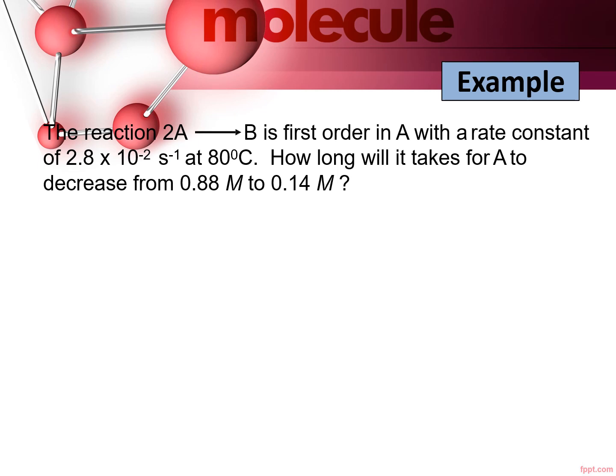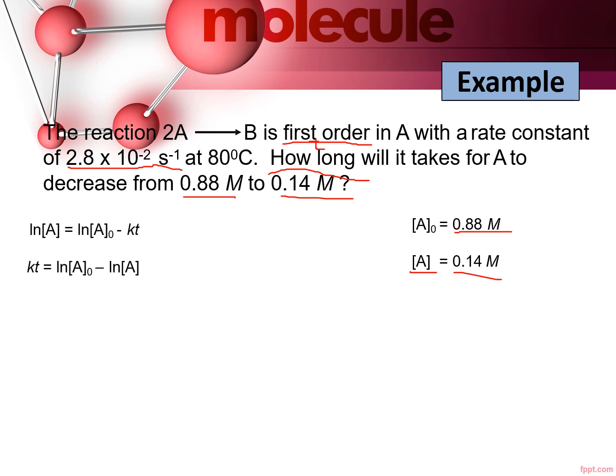For example, a reaction is given from 2A to produce B. Being told that this is first order, so you must know what formula to use. Okay, the rate constant, the K value, is given here. How long, meaning it's asking for t, will it take for A to decrease from 0.88 molar, the initial concentration, to 0.14, the final concentration. So which formula to use? This one. So we may say that the initial concentration A naught is 0.88 and A final is 0.14 molar.